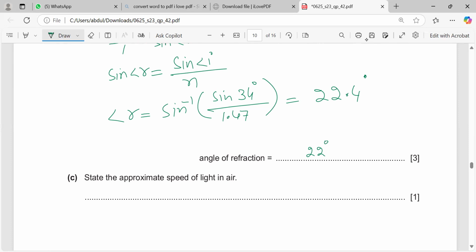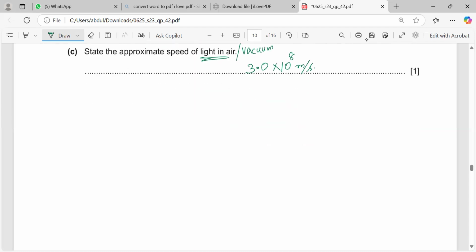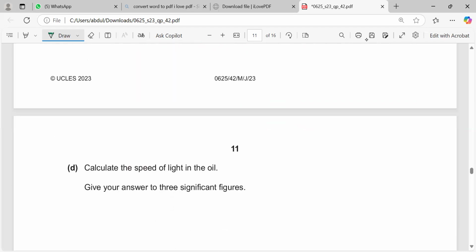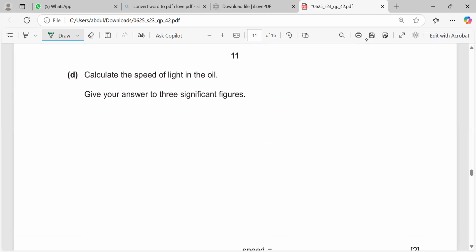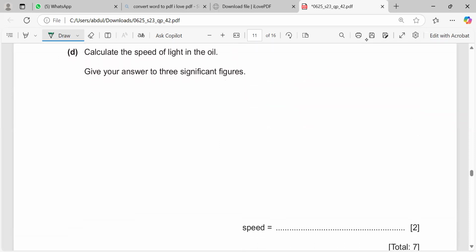Then state the approximate speed of light in air. The speed of light in air as well as in vacuum is equal, and it is almost 3.0 times 10 raised to power 8 meters per second. And remember, as light enters from a less dense medium to a denser medium, its speed decreases, which leads to the bending, or in other words, refraction of light. So its behavior is opposite to sound waves. Sound waves are fastest in solids, whereas light is slowest in solids.